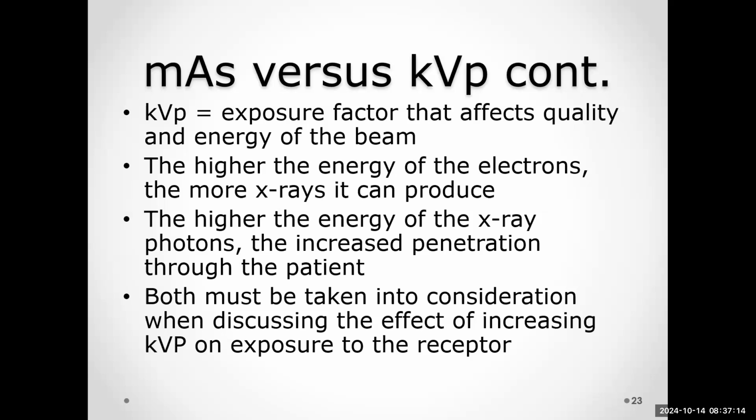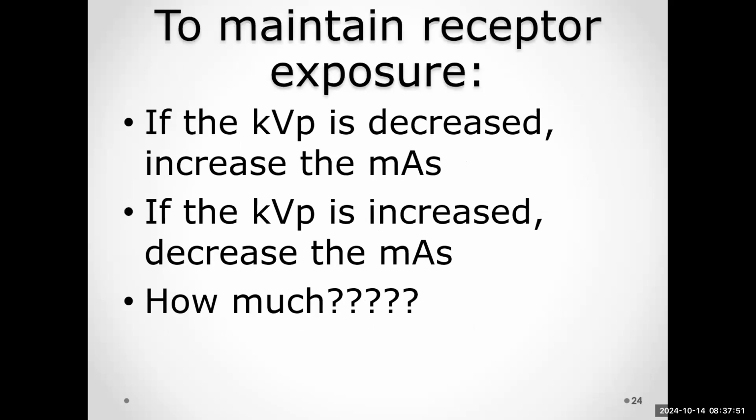And we have to take both of those things into consideration when we discuss how kVp changes exposure to the receptor. So we have to consider the fact that there's just more photons produced at higher kVps to begin with at the anode. And of those photons, they have higher energy. They have greater penetrating ability. So there's a greater chance that those photons are going to make it through and actually interact with the IR. So we have to look at both of those things when we're talking about how kVp changes receptor exposure.